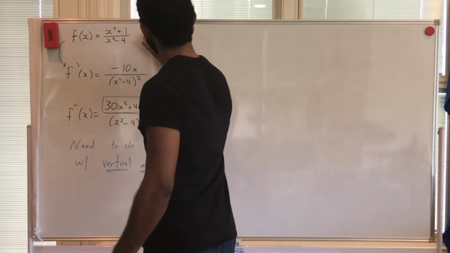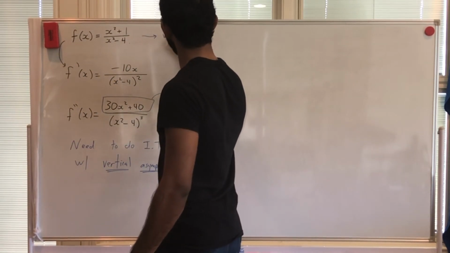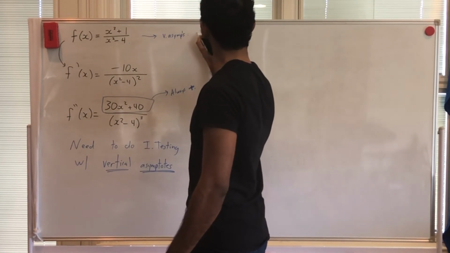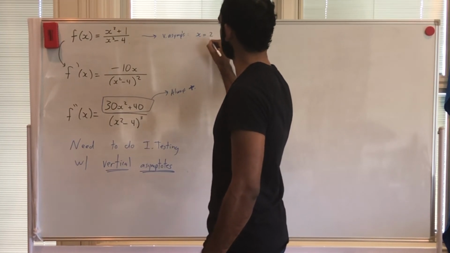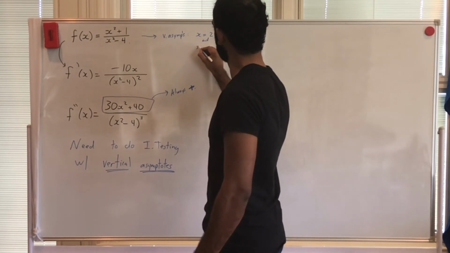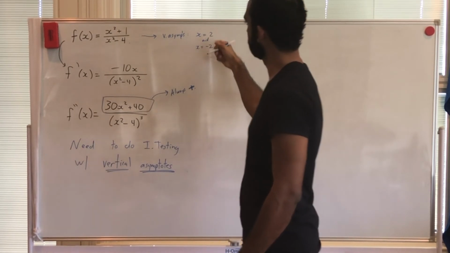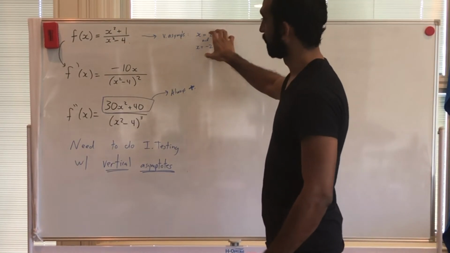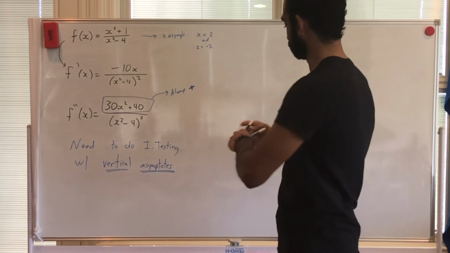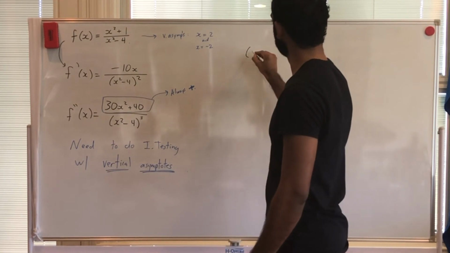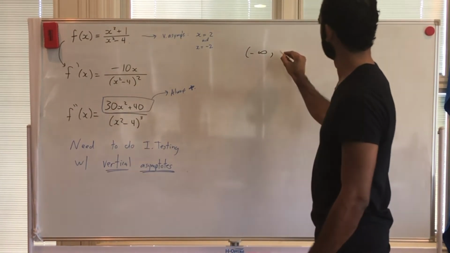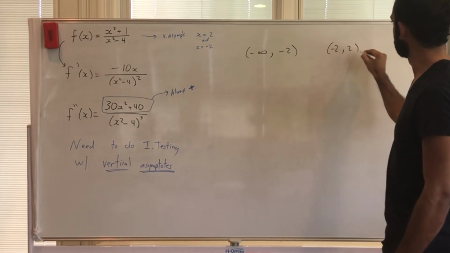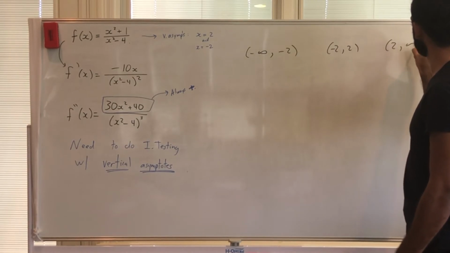What are the vertical asymptotes? x equals -2 and x equals +2. So I take these and partition my domain: -infinity to -2, -2 to +2, and 2 to +infinity.